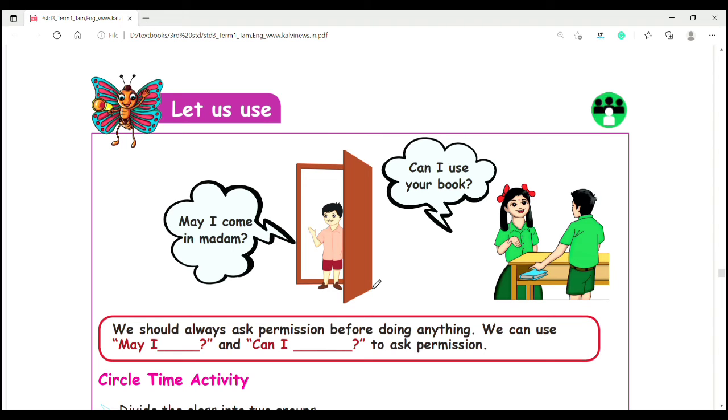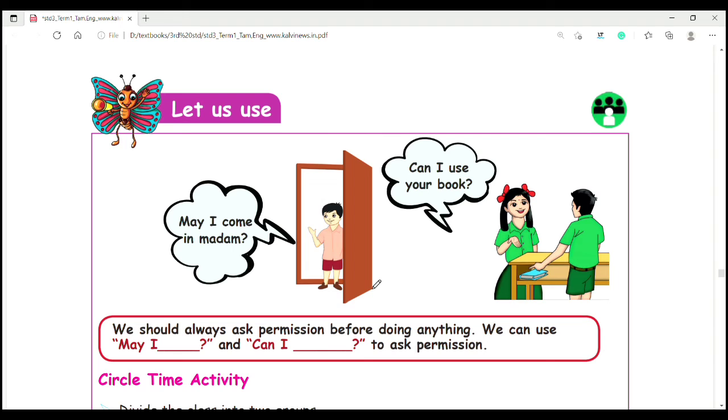And if you're asking a friend, your colleague, your sister, or brother, you should ask, can I use your book? Can I take your pen? You should use can I. If you're asking permission, you can use either may I or can I. So, for example, if you're asking permission from your father to go to a birthday party, how should you ask? May I go to a birthday party? Okay, may I go to a birthday party?